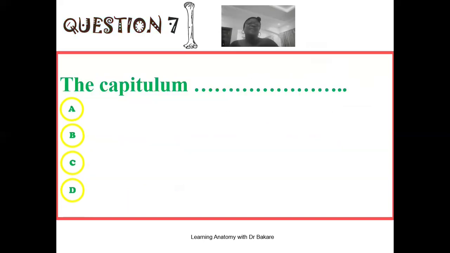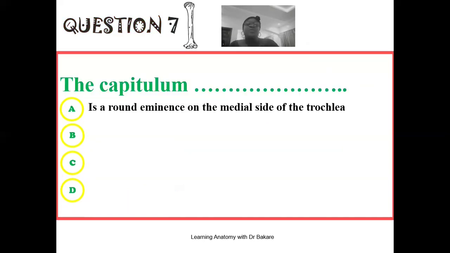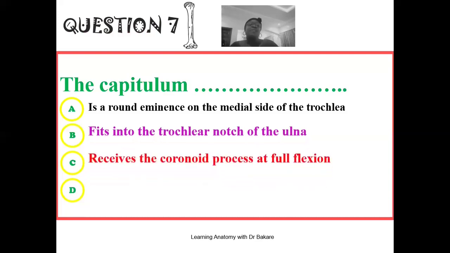The seventh question reads that the capitulum is a round eminence on the medial side of the trochlea. Is the capitulum seen to fit into the trochlear notch of the ulna? Is the capitulum seen to receive the coronoid process at full flexion? Or is it that the capitulum connects with the head of the radius?